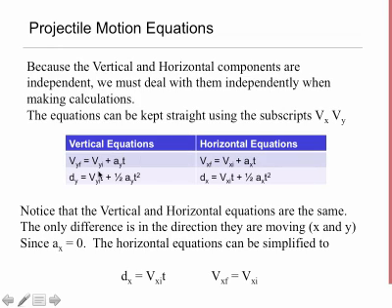And we've used both of these equations in class many times over the last few days. One other thing to note, since acceleration in the x direction is 0, the horizontal equations can be simplified to these two equations. The distance in the x direction is equal to the initial velocity in the x direction times time, and the final velocity in the x direction is equal to the initial velocity in the x direction. Alright, so we've got these equations now.